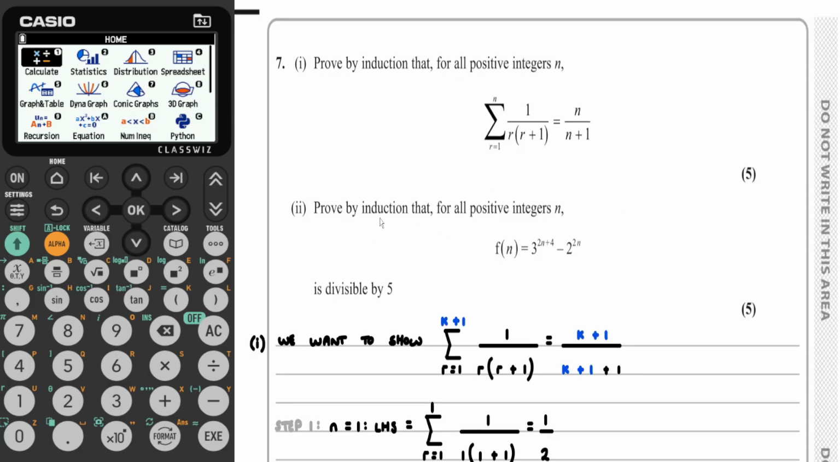For the second part, we have to prove by induction that for all positive integers n, f of n equals 3 to the power of 2n plus 4 subtract 2 to the power of 2n is divisible by 5.